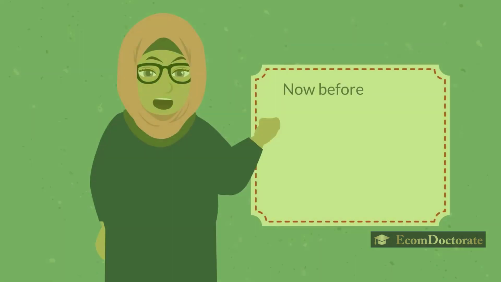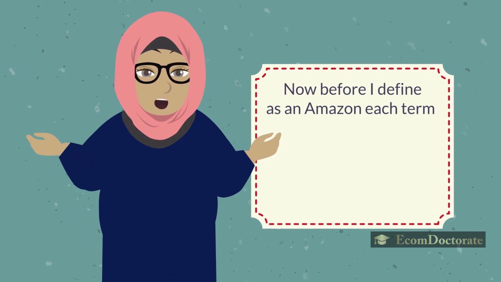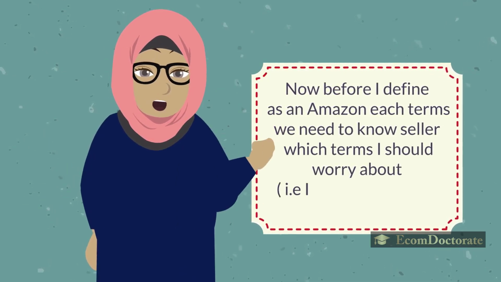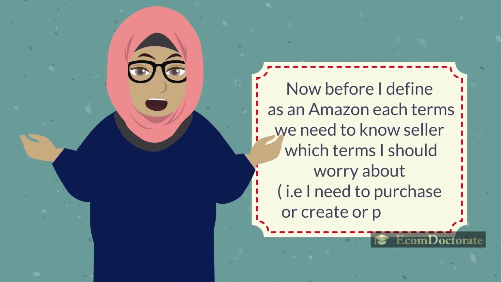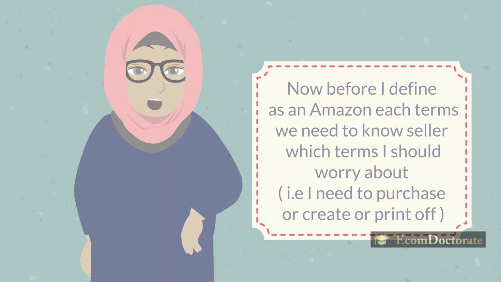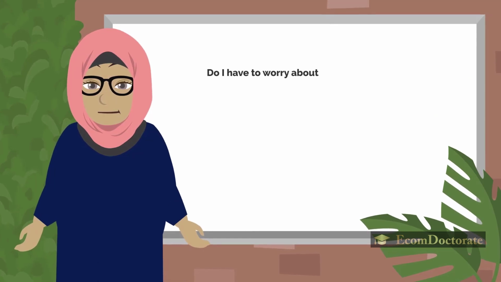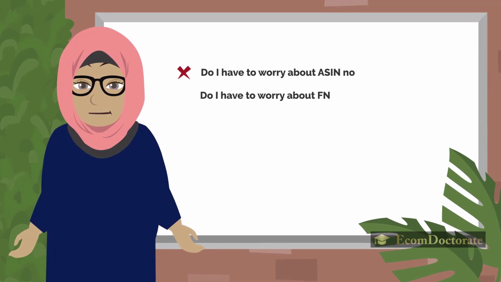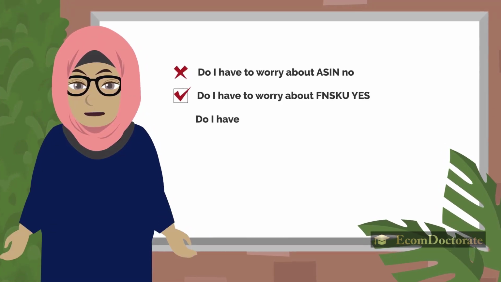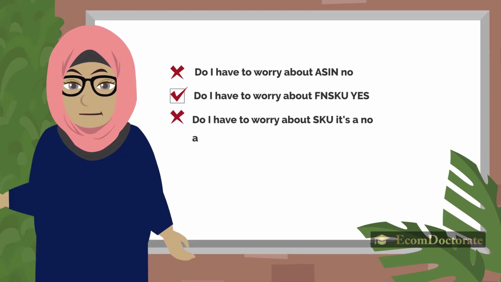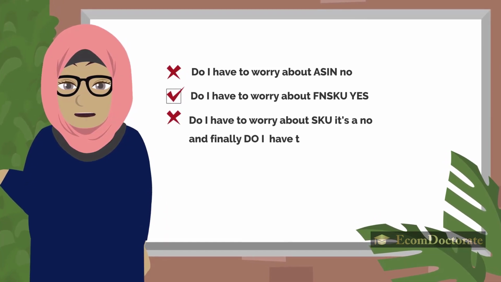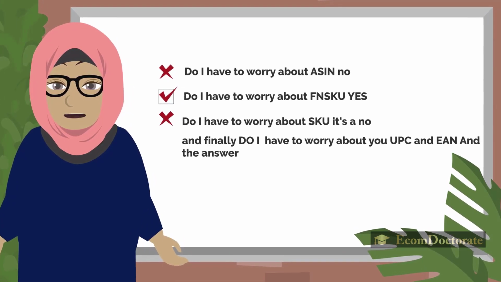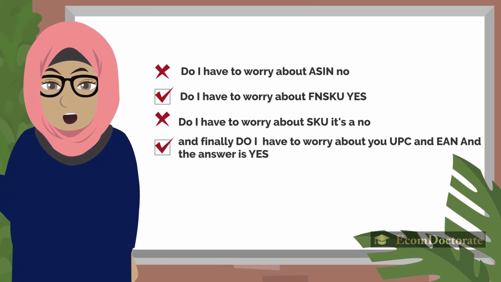Now, before I define each term, we need to know, as an Amazon seller, which terms I should worry about, i.e. I need to purchase or create or print off, and which ones I shouldn't. First, do I have to worry about ASIN? No. Do I have to worry about FNSKU? Yes. Do I have to worry about SKU? It's a no. And finally, do I have to worry about UPC and EAN? And the answer is yes, as these two you need to buy from GS1.